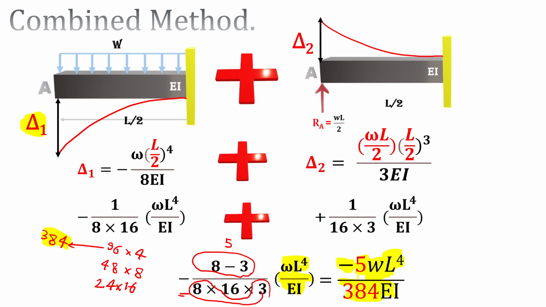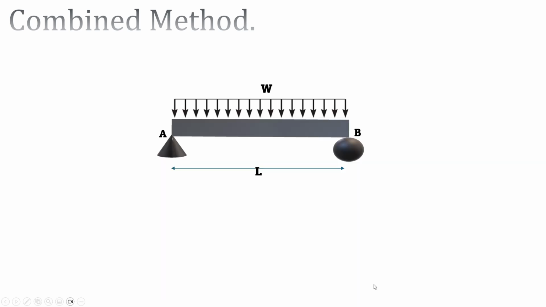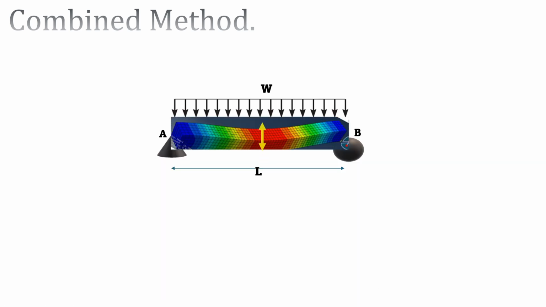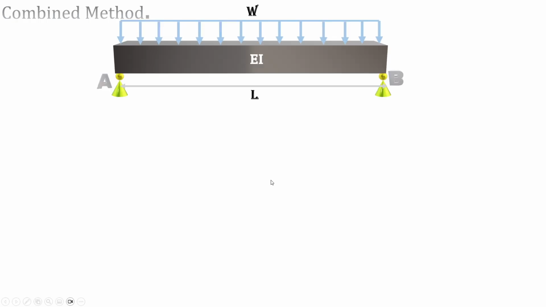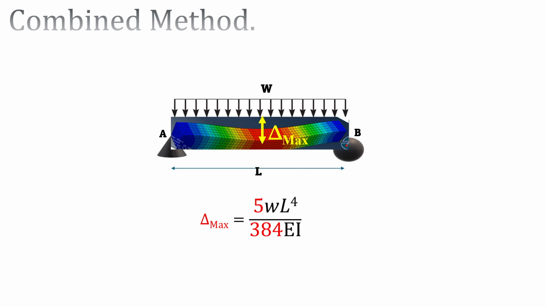And that's intuitively correct because we do know that due to a downward distributed load all over the entire span of a simple support beam, deflection is definitely downward. So again, that's what I'm telling: if we have intuition that delta maximum is not upward, that's why we get delta maximum like 5 times WL to the fourth over 384, this time with the combined method.